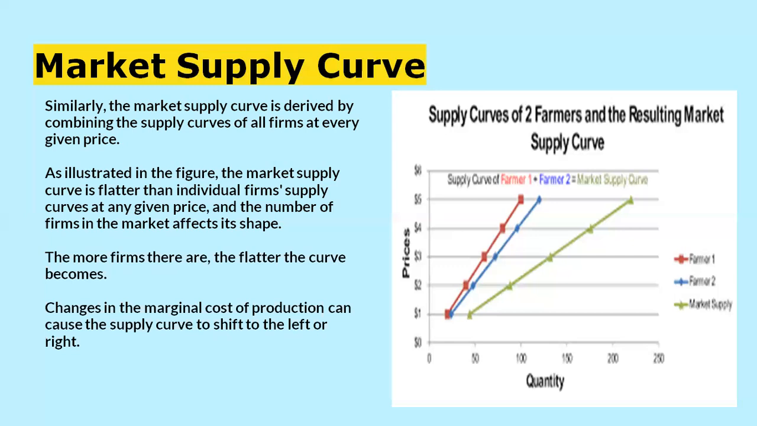Changes in the marginal cost of production can cause the supply curve to shift to the left or right. An increase in marginal cost will shift the supply curve up and to the left.